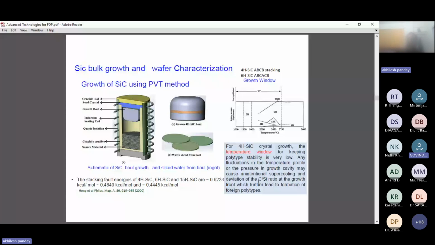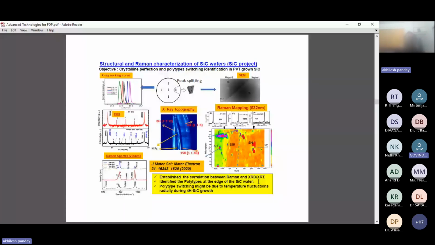So suppose foreign polytypes have been formed in the crystal. How do we identify whether it is 4H-SiC, 6H-SiC or 15R silicon carbide? This slide shows the structure and Raman characterization, which will tell about the formation of 4H-SiC or 6H silicon carbide.